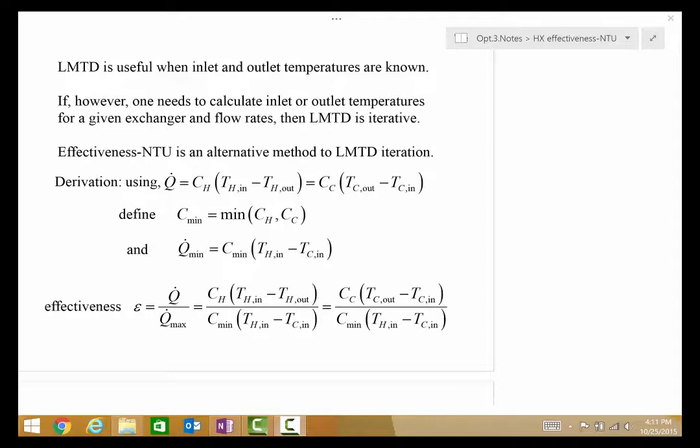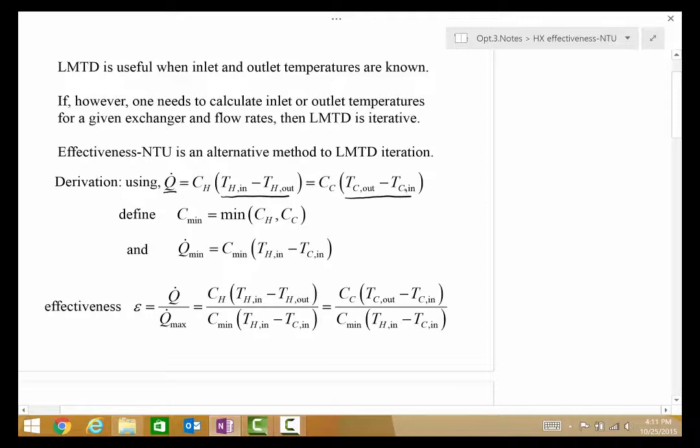To understand this approach better, let's think about the derivation of it using some of the things that we already know from the LMTD approximation. So we know that globally the heat transfer rate Q dot can be specified both in terms of the temperature difference for the hot stream or in terms of the temperature difference for the cold stream.